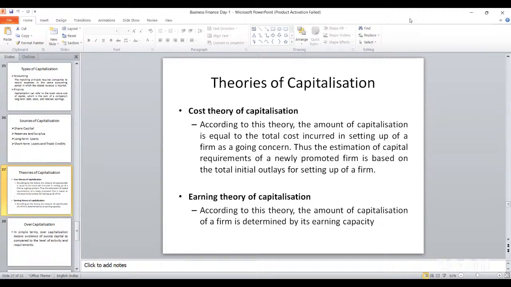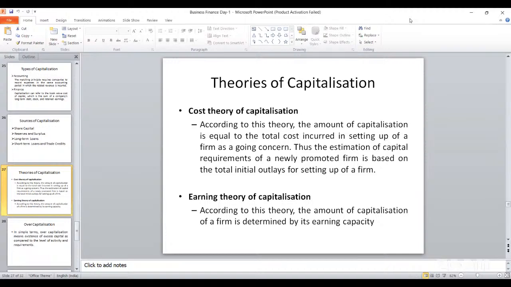Coming towards cost theory of capitalization. According to this theory, the amount of capitalization is equal to the total cost incurred in setting up a firm as a going concern. Therefore, the estimation of capital requirements of a newly promoted firm is based on the total initial outlays for setting up the firm.